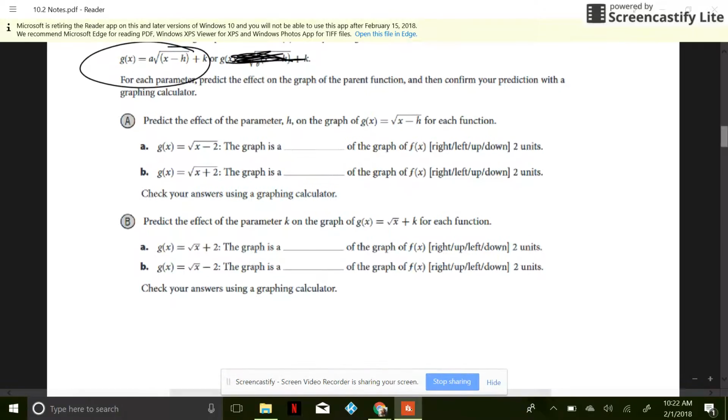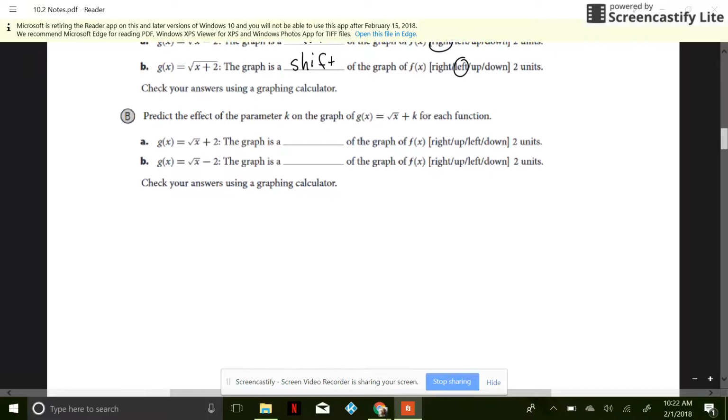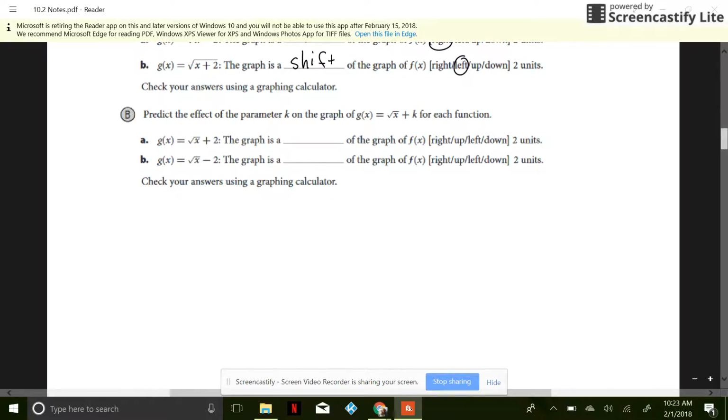So if we've got x minus 2 under the square root, it's going to be a shift, or a translation, and it's going to go to the right. The x functions always work opposite of what we think. So then x plus 2 is going to be a shift to the left 2 units. You can check your answers using a graphing calculator. So here we've got square root of x, plus 2. That's going to be another shift, or a translation. This time we're going up. And minus 2 outside the square root is going to be a shift going down 2 units.